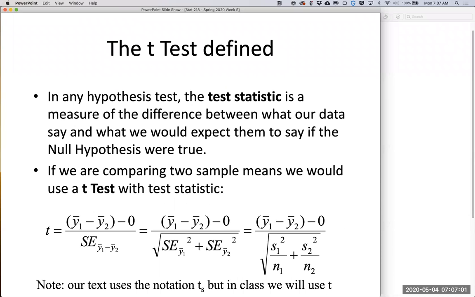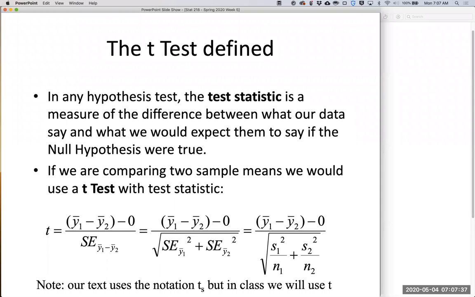Okay, so here's the way we're going to outline that next step in a hypothesis test. The hypothesis test always will have a test statistic, which always is a measure of how different the data are from what you would expect the data to be if the null hypothesis were true. So I've written that out downstairs. Three different formulations of that exact same statistic based on the three different ways of writing a standard error.